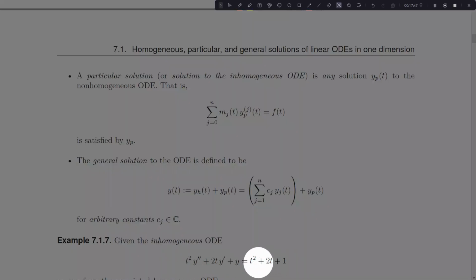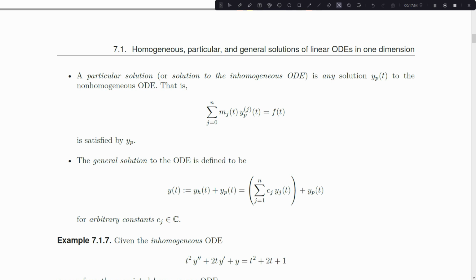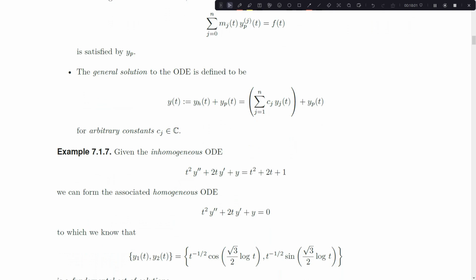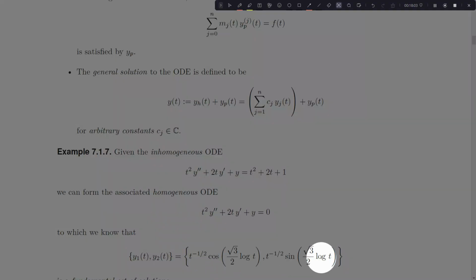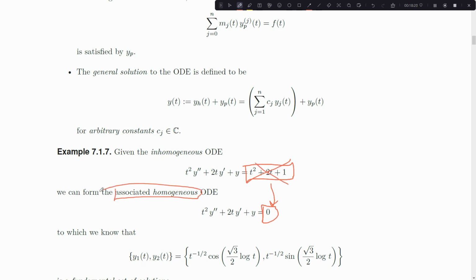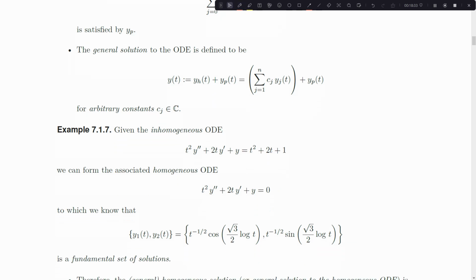If we're given an inhomogeneous ODE, this is the one we approached at the start of the section, and for some reason I already know my fundamental set, right? We looked at the fundamental set earlier. So given this associated homogeneous ODE, which recall exists when I drop the right-hand side, so I take the right-hand side and I let it go to 0, that's how I get an associated homogeneous ODE. Then I'm able to find a fundamental set of solutions for that.